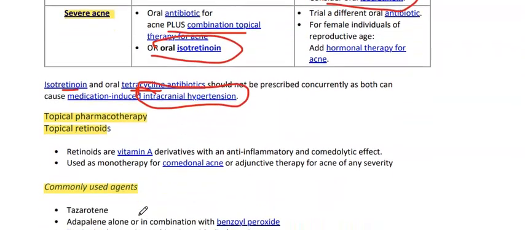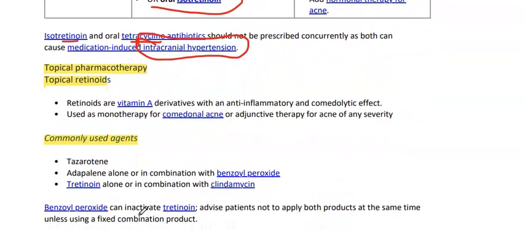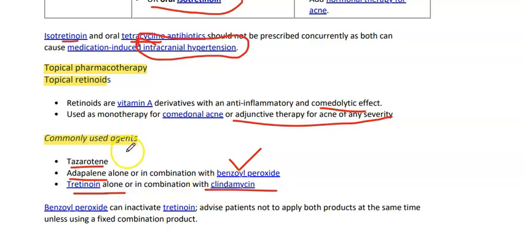So in topical therapy, we have topical retinoids, which are vitamin A derivatives with anti-inflammatory and comedolytic effect, used as monotherapy for comedonal acne or adjunctive therapy for acne of any severity. Commonly used agents are tazarotene, adapalene, alone or in combination with benzoyl peroxide, and tretinoin alone or in combination with clindamycin. So the commonly used topical retinoids are tazarotene, adapalene, and tretinoin.